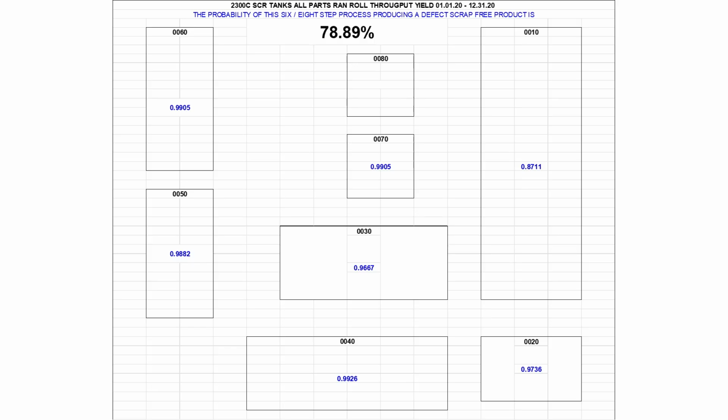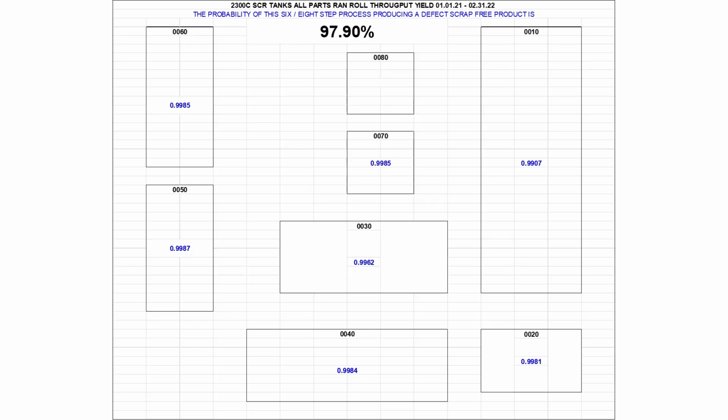Current state of the process roll throughput yield was 78%. Later in the future, with all the improvements that had been completed, the roll throughput yield had increased to 98%, but I'm getting ahead of myself.